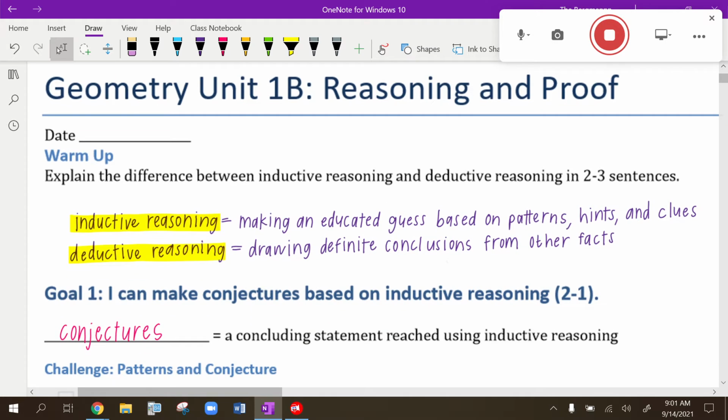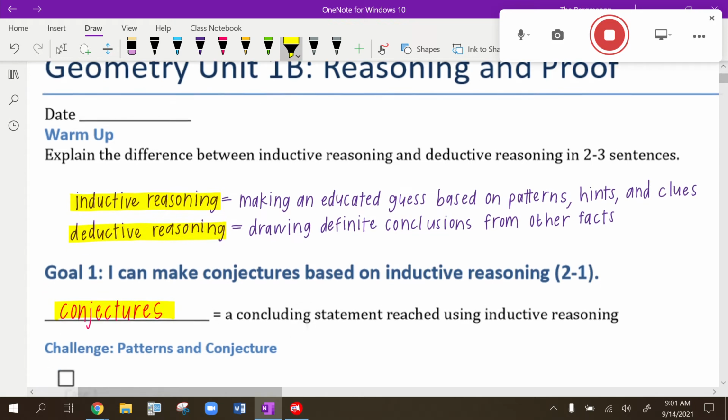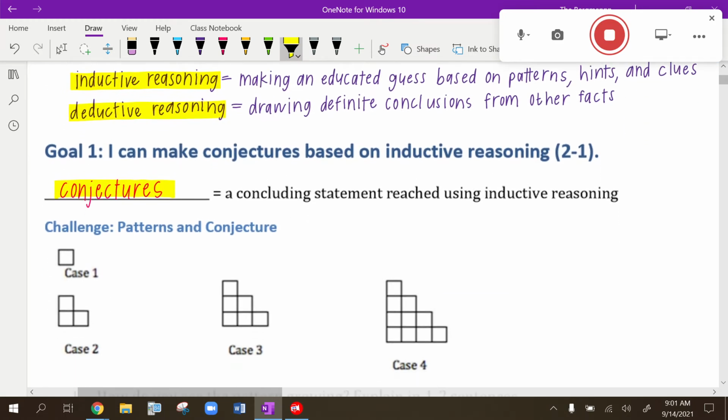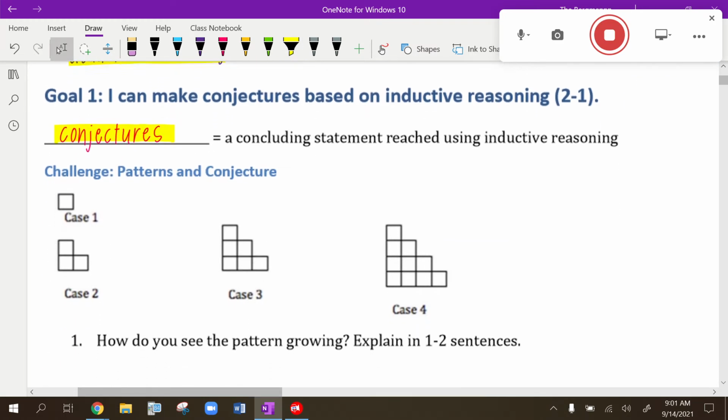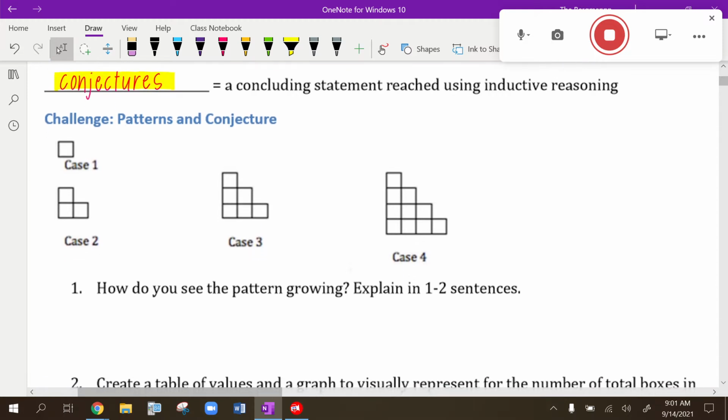The first thing we're going to be working on from Chapter 2, Section 1 this time are making conjectures based on inductive reasoning. Conjectures are a concluding statement reached using inductive reasoning, so it's a conclusion. We are going to look at some patterns and draw conclusions to begin. So first, I want you to write down how you see this pattern growing, and explain yourself in 1 to 2 sentences.